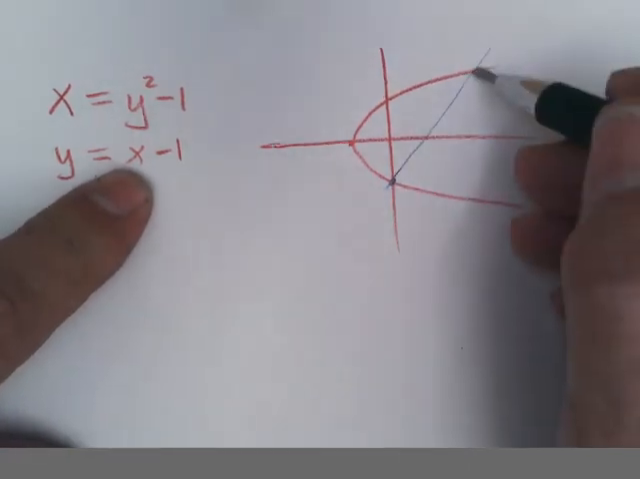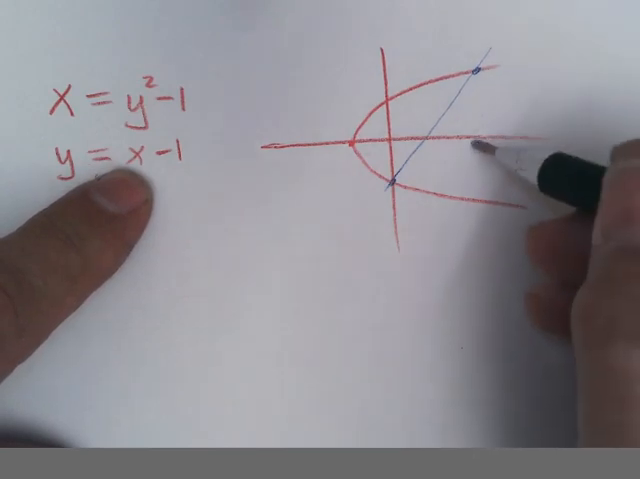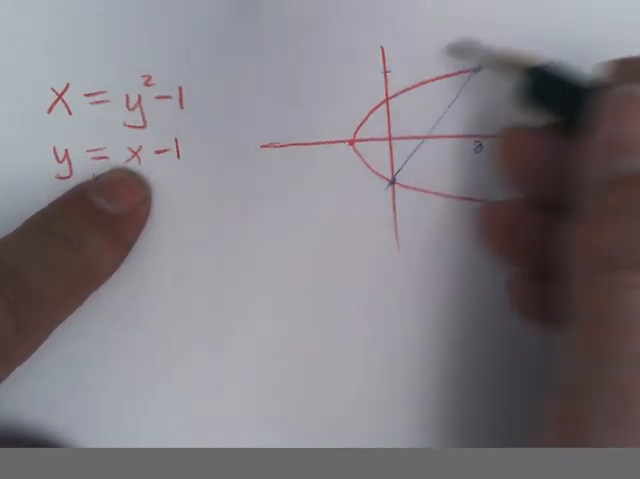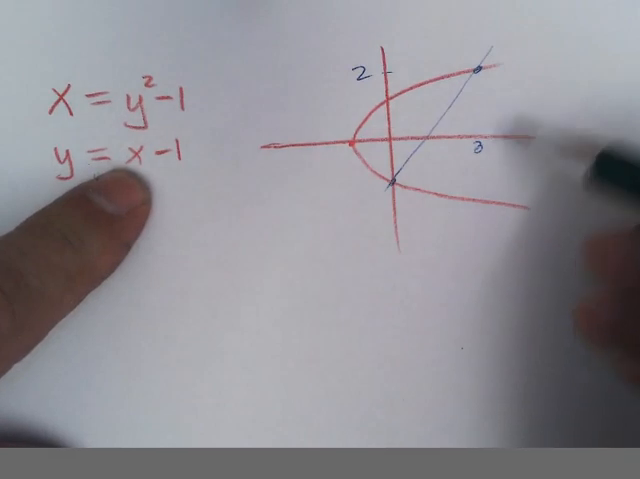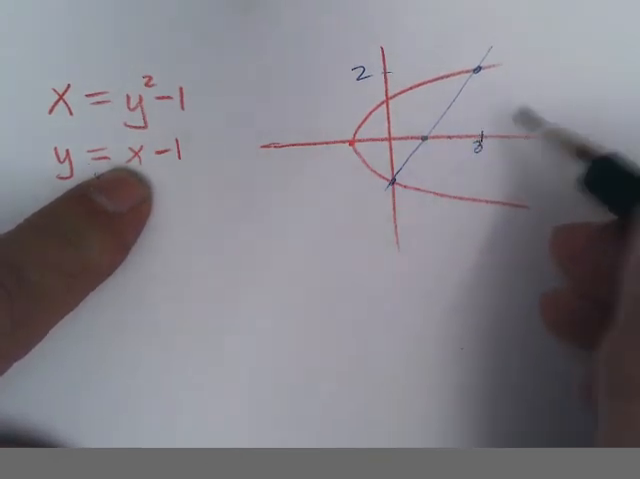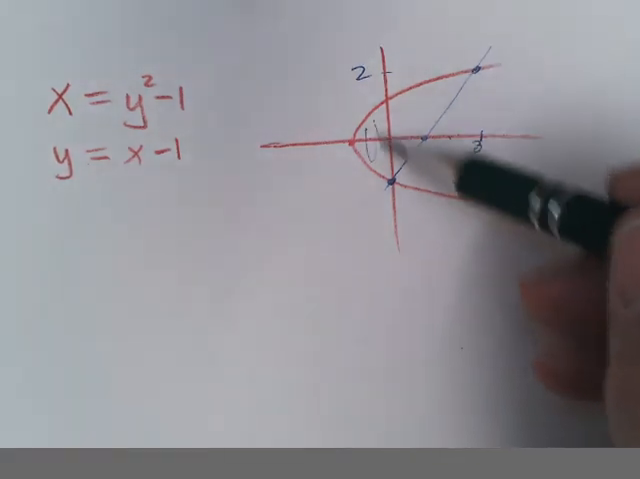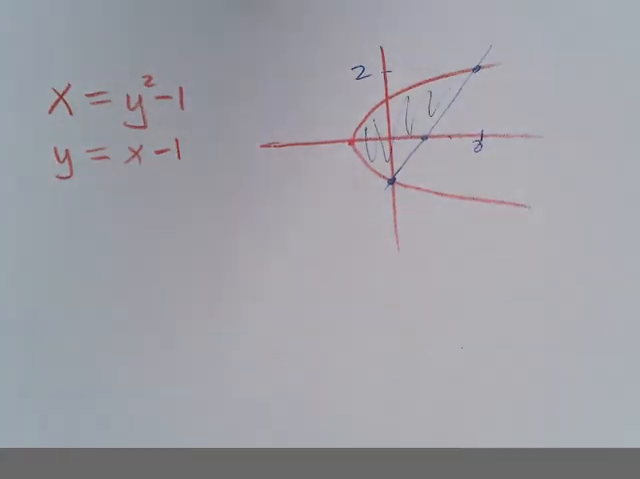And so it meets out here at 3, 2, I believe. And that's at 1, 2, 3, and minus 1. And anyway, they want to know how we could get the area on that.